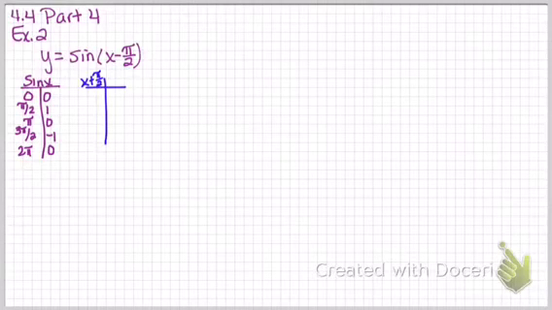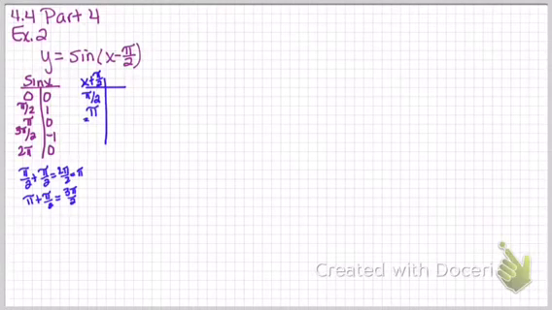So first we have 0 plus pi over 2, and then we have pi over 2 plus pi over 2. Remember, if you need to, write it down. So it gives us 2 pi over 2, which is just pi. And then we got pi plus pi over 2. When you add them, you get 3 pi over 2. Then you got 3 pi over 2 plus pi over 2, which is 4 pi over 2.